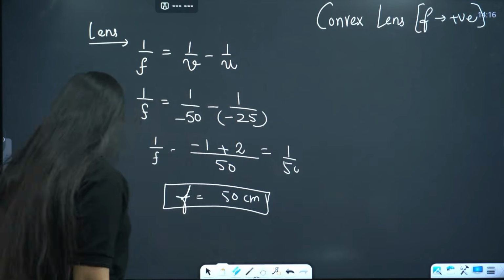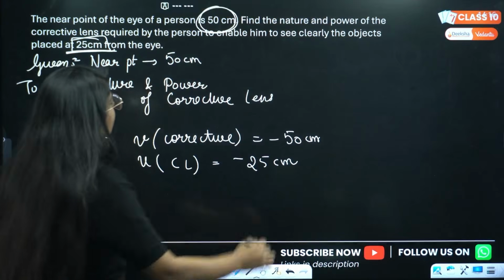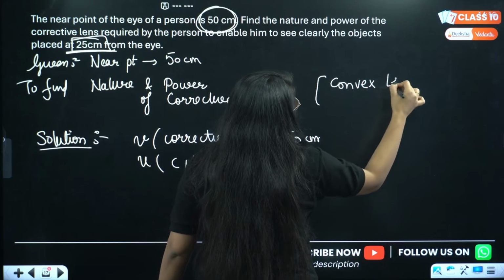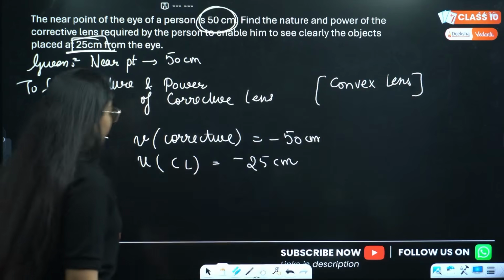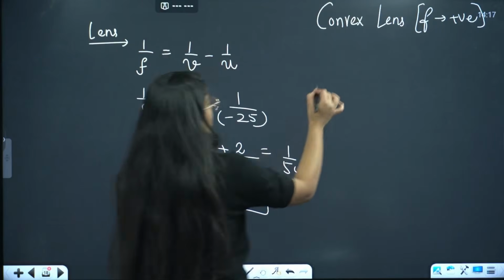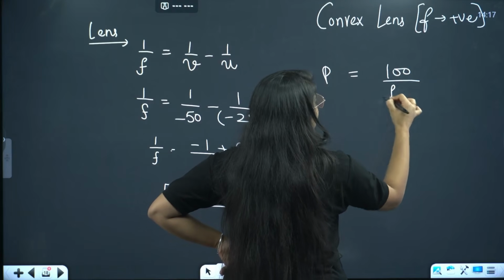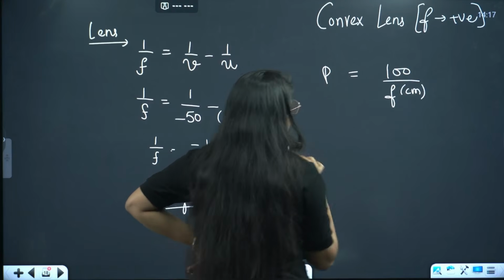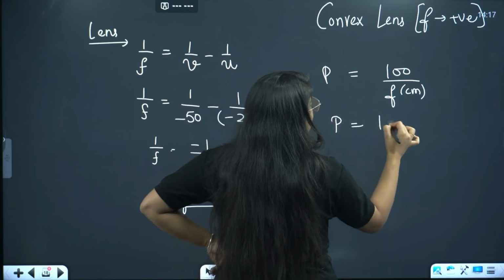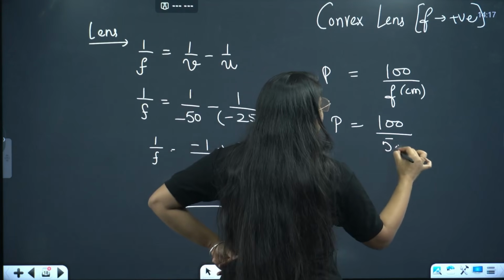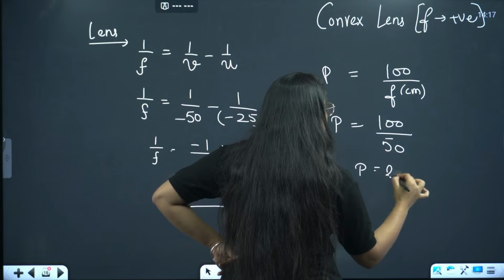Done. So the nature we wrote, right? Nature is convex lens. Correct? Then we have to find the power. For power, the formula will be 100 divided by focal length if focal length is in centimeters. So power equals 100 divided by focal length, which here is 50, right? So power will be 2 diopter.